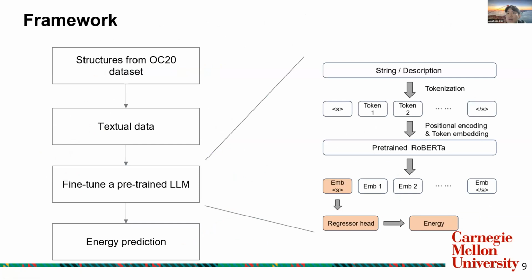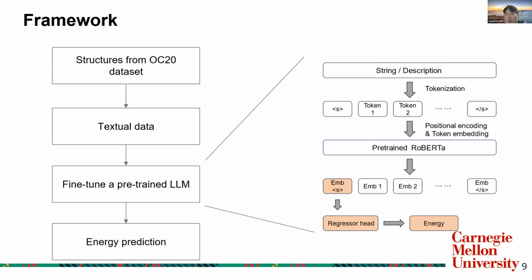The research framework can be outlined as follows. The initial step involves converting the structured data from the OC20 dataset into text format. Given that our input data is in a text format, we employ a transformer-based large language model as the backbone of our work. We specifically utilize the pre-trained RoBERTa here. We subsequently fine-tune this pre-trained RoBERTa model using both the text data and the associated energy labels from the OC20 dataset.